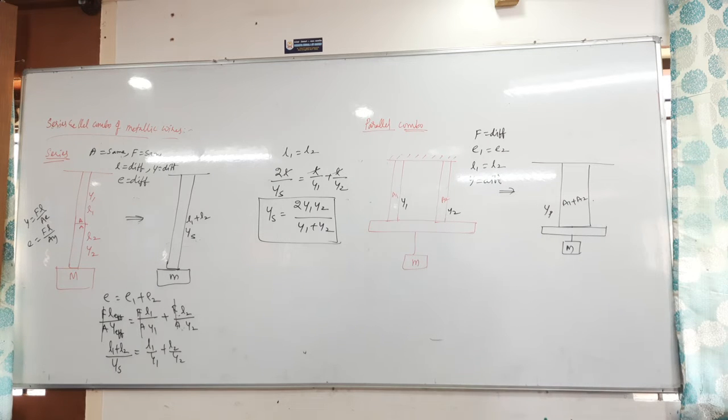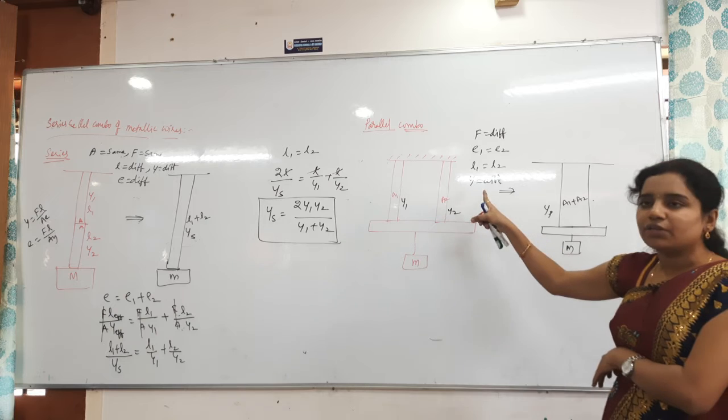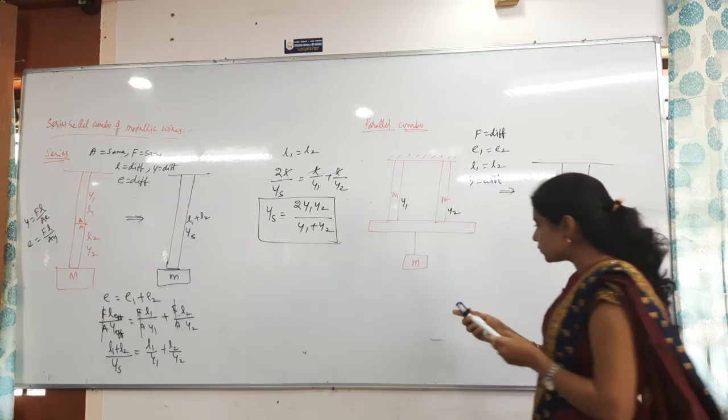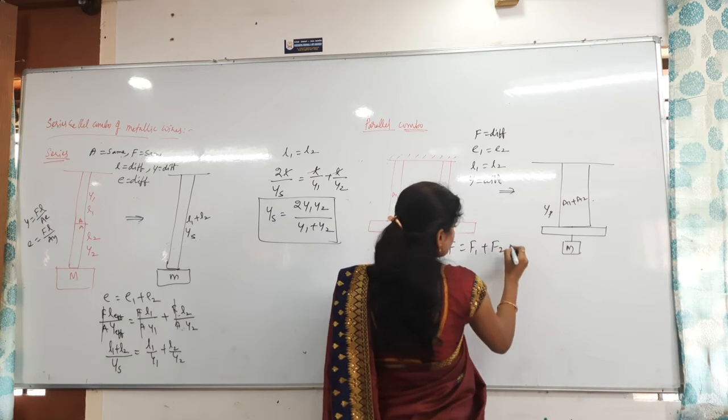What's the answer? Yp is equal to, we have to find out. I said here Y is different, so you have to find out the Y only. I said force also is different. So net force, what can I write? F is equal to F1 plus F2. Now you substitute and get the answer.